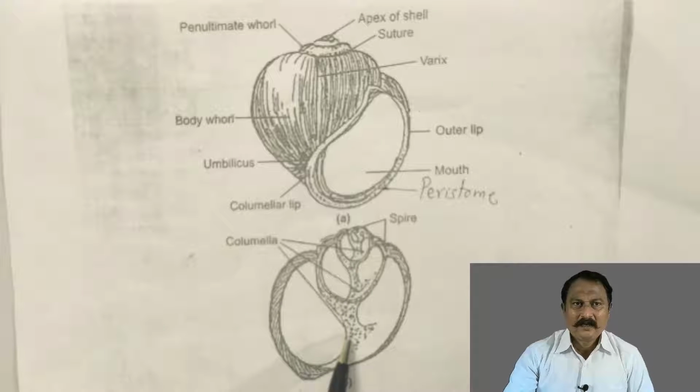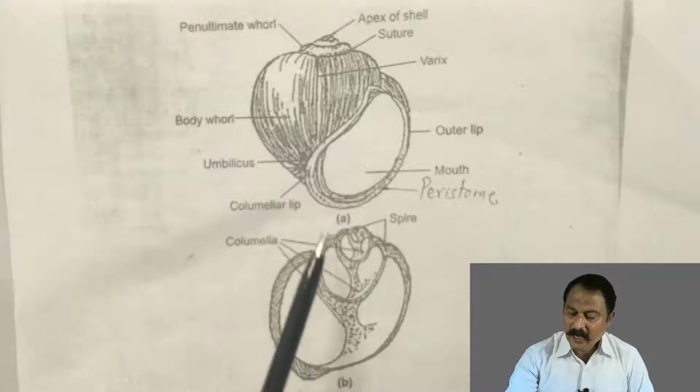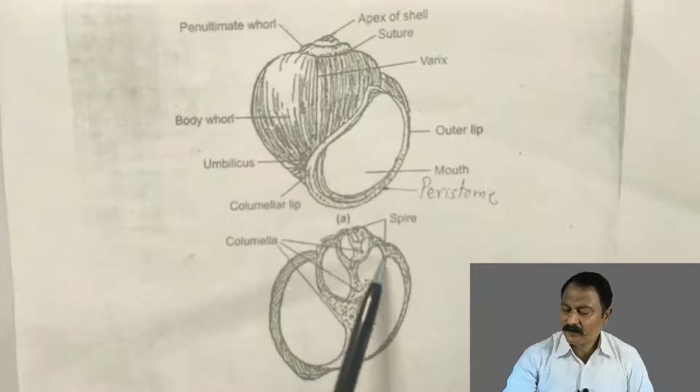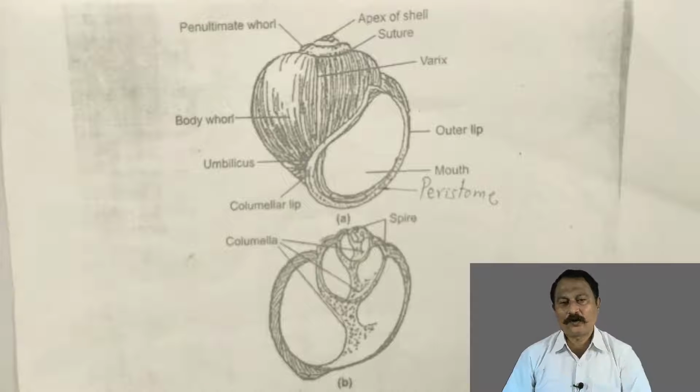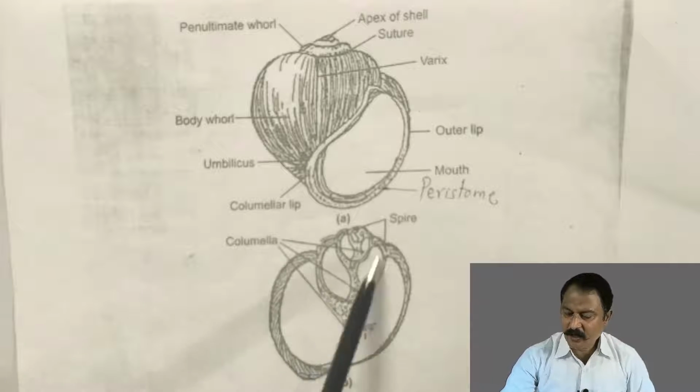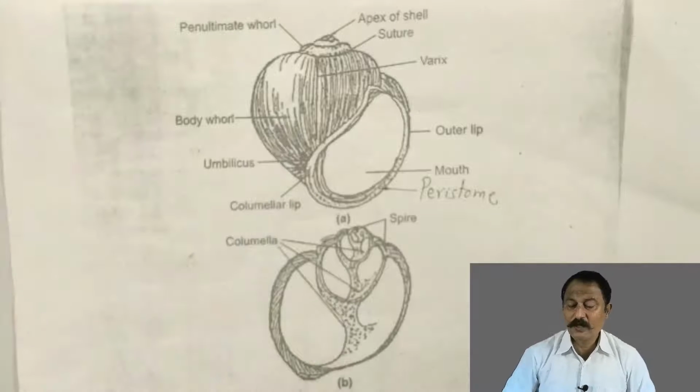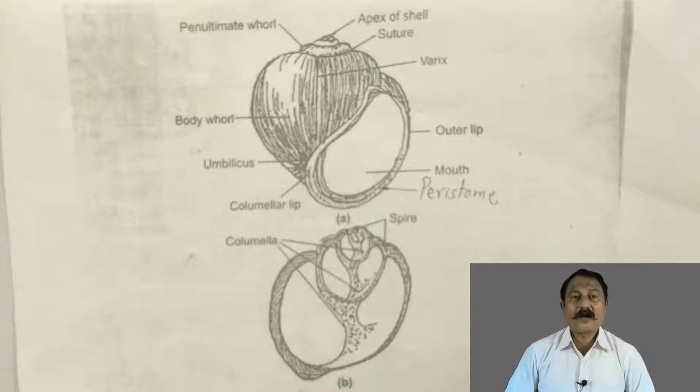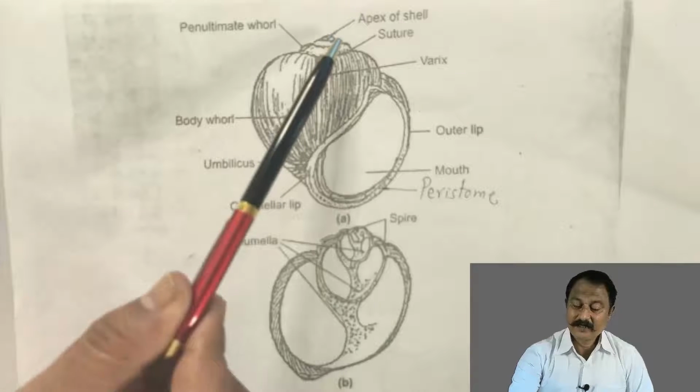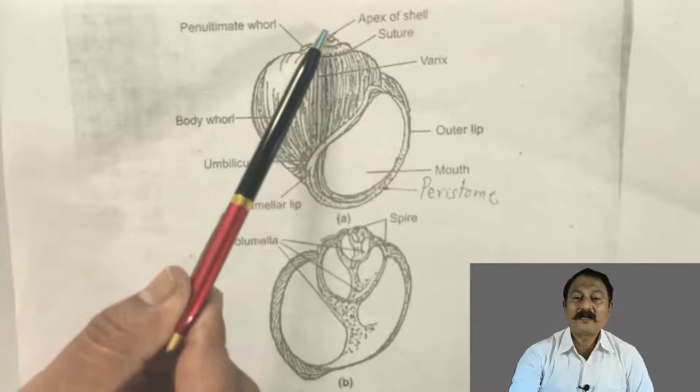Okay, a single revolution of the shell is called whorl. Total 6.5 whorls are present, formed by the calcareous shell. From where do these 6.5 whorls start? Here you can see the apex of the shell.